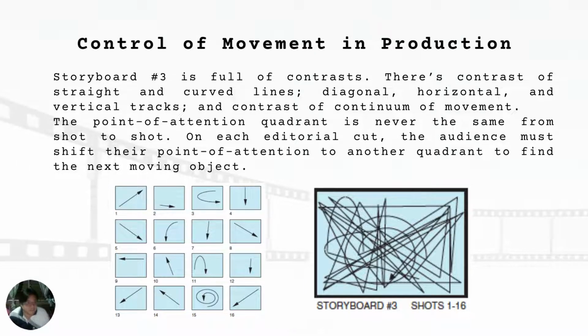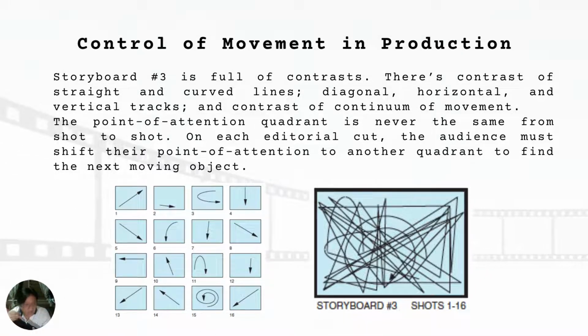Now, the point of attention quadrant is never the same from shot to shot. On each editorial cut, the audience must shift their point of attention to another quadrant, to find the next moving object. Now, this linear motif in storyboard number 3 is the most intense, because it uses much visual contrast and the total number of lines has actually doubled. Not only are there linear lines generated by the tracks of the moving object, but there are also lines produced by the tracks of the audience's moving point of attention.